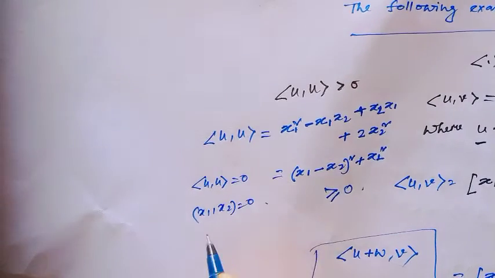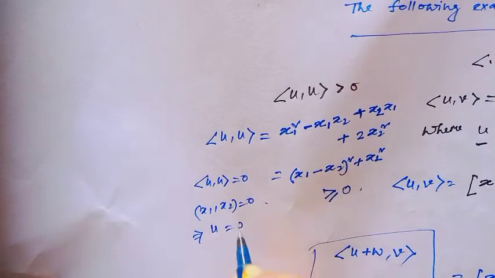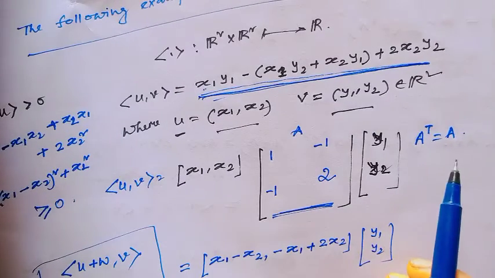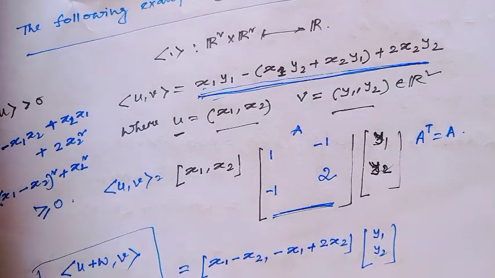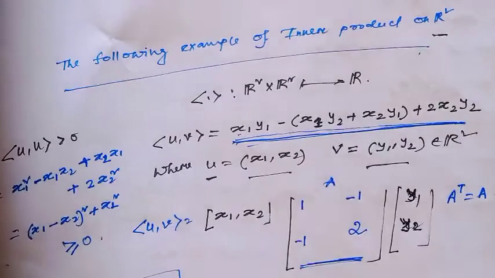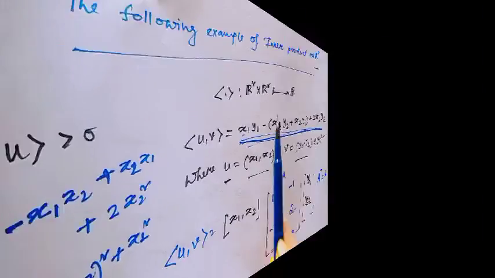That means, obviously, U equal to 0. That means it will satisfy all conditions of inner product. Are you getting? OK. That means this is an example of inner product in R2 space.